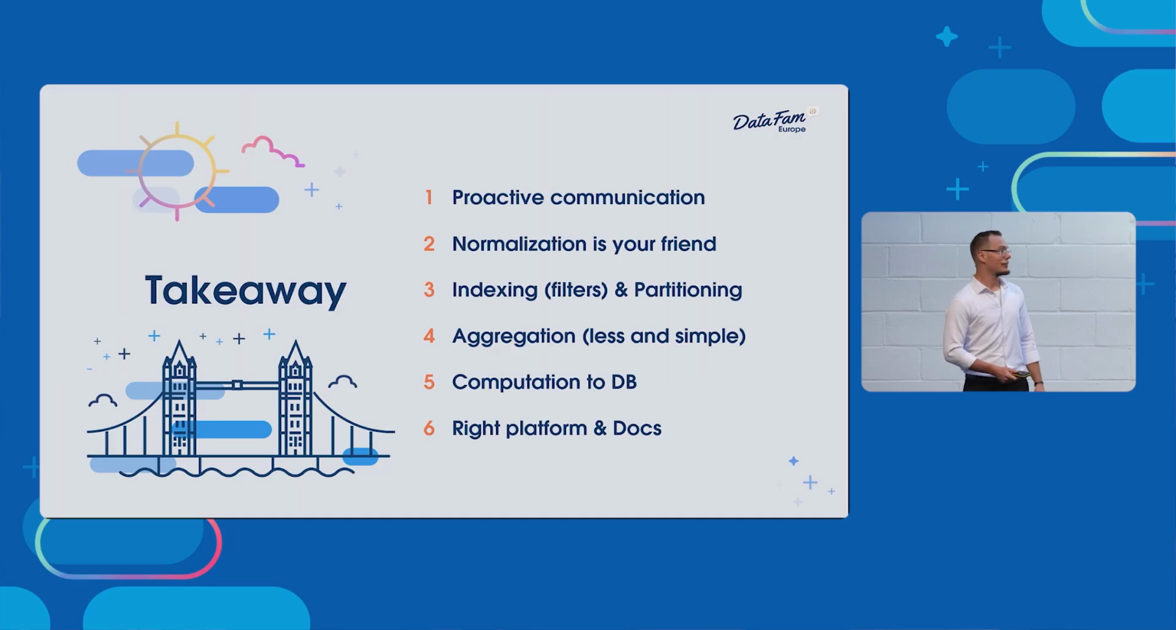Takeaway. Proactive communication, normalization is your friend. Indexing is filters. Then you have also the partitioning of the data. Aggregation. So we're squeezing it. Then we are making less rows. We document all of this. We put it in the right database. And then we document the whole thing. It's as simple as that. And as difficult as that. Because in the end, you have to communicate all those things.